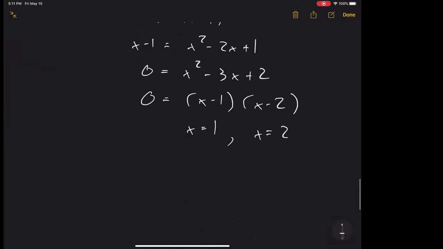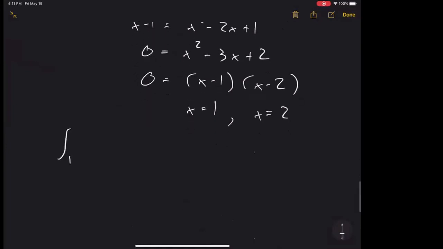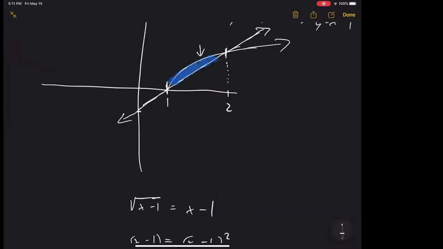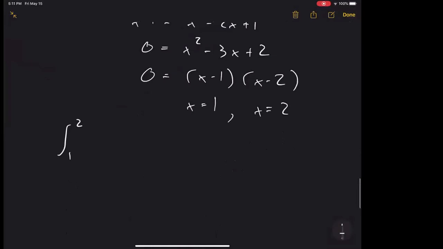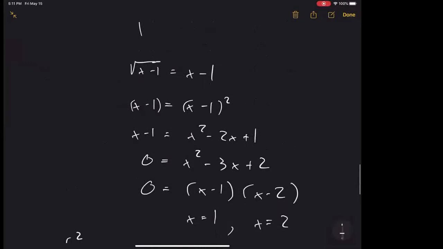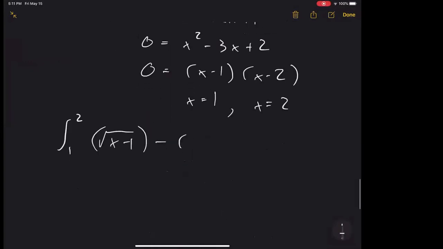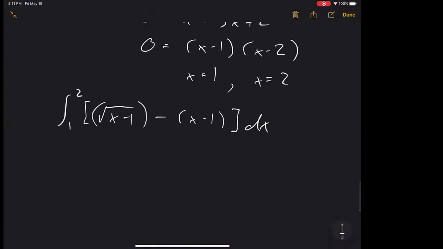All right, so that means I need to integrate from 1 to 2. And what am I integrating? Top curve minus bottom curve. The top curve is the square root of x minus 1. The bottom curve is the line y equals x minus 1. And the rest is just integrating. We might require a u substitution on this part. How could we solve this integral?